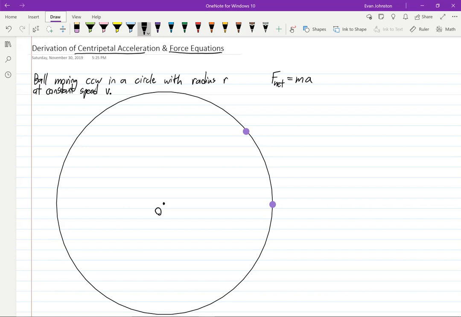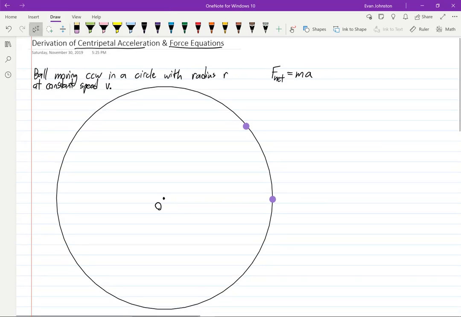So what is the centripetal force equation, though? And what's the centripetal acceleration equation? It's not as simple as just what we see here. What I have drawn so far is a ball moving counterclockwise. It'll be moving that way, and then that way, and this way, and this way. So it's going counterclockwise in a circle of radius r, and it's moving at a constant speed.